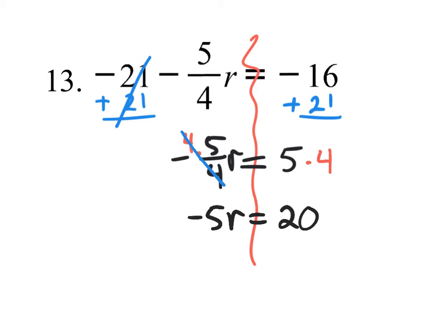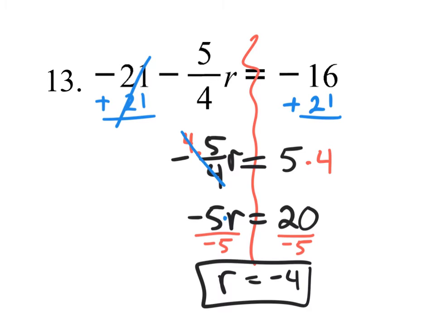Final step, since I have negative 5 times r, I need to get rid of that multiplication of negative 5 by doing the opposite of multiplying by negative 5, which is dividing by negative 5. And what you do to one side, you do to the other side. So you will have r equaling negative 4. That's your answer for number 13.